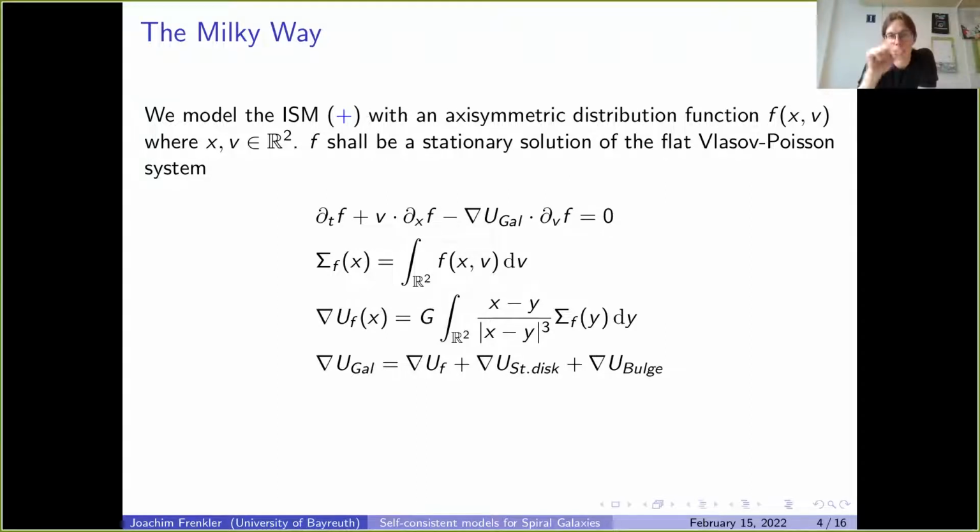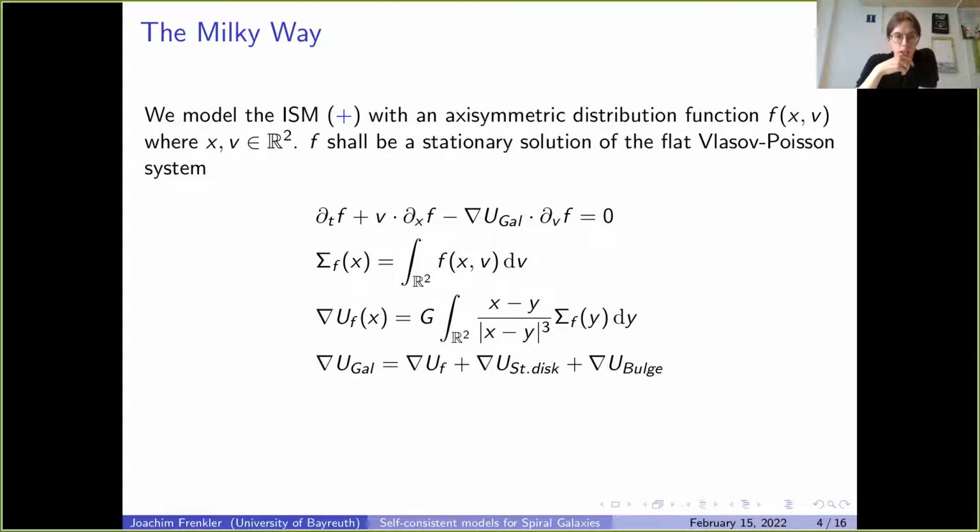And it's justified since this disk is very thin. And we say that F shall be a stationary solution of the following Vlasov-Poisson system. In the first line, we have the Vlasov equation, where the gravitational potential is the gravitational potential of the whole galaxy, so of the ISM, of the bulge, and of the stellar disk. In the second line, we have the flat density, which corresponds to F. We get it by integrating simply over the velocities.